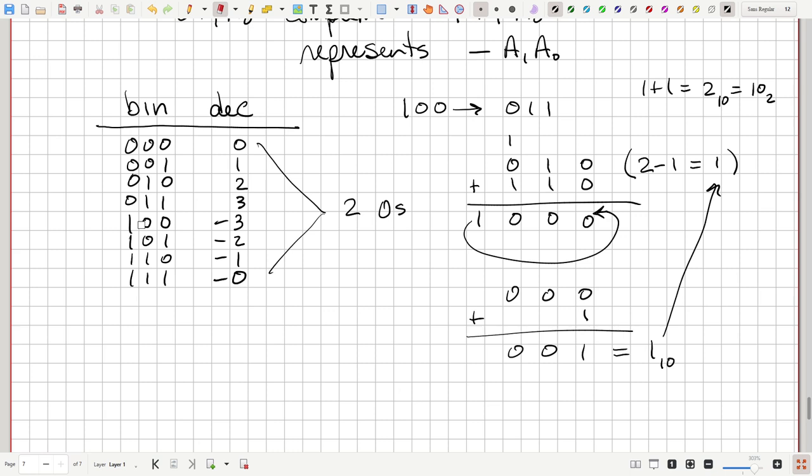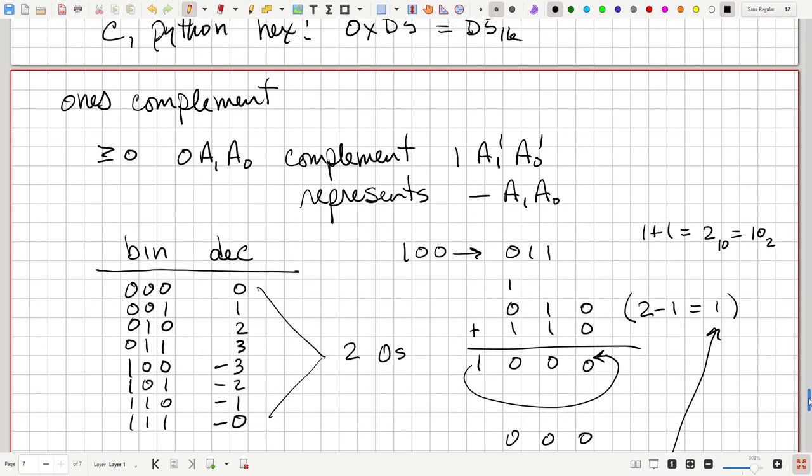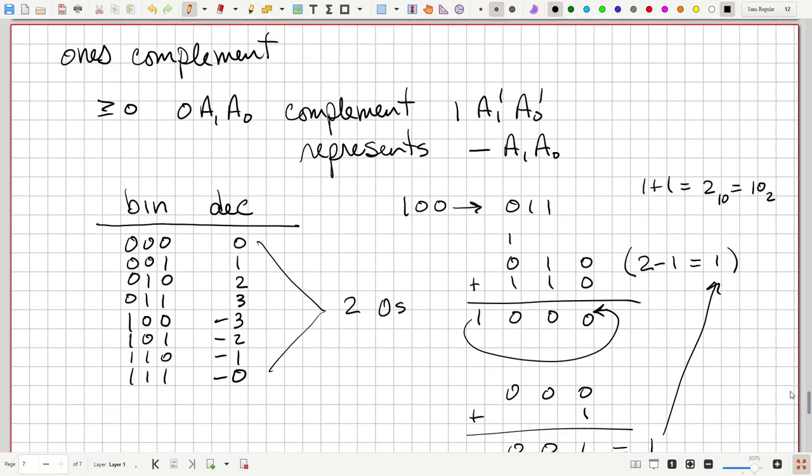If you go through and do that for other combinations, you find that this works out as long as you do this wraparound idea. If you get a 1 in this fourth place, you have to wrap it around and add it in. In the past, this was a very common and popular way to represent negative numbers on digital systems, but it's largely been superseded by so-called 2's complement, which we turn to now.